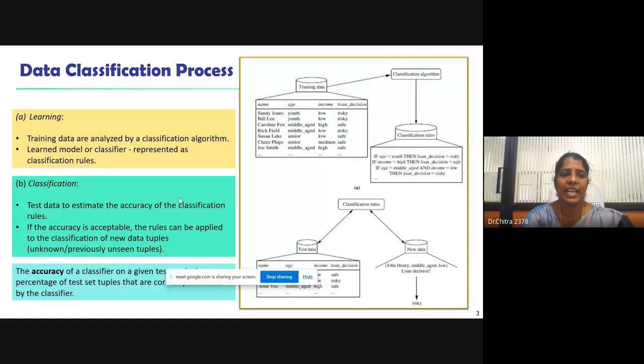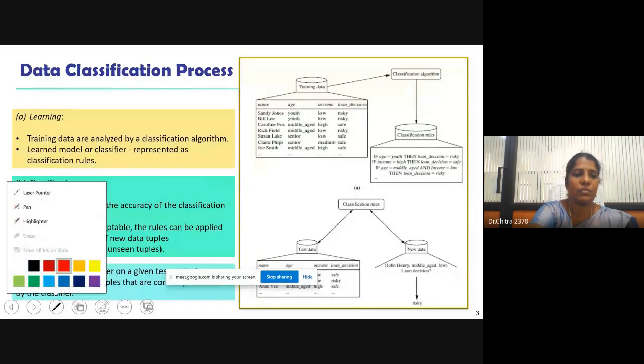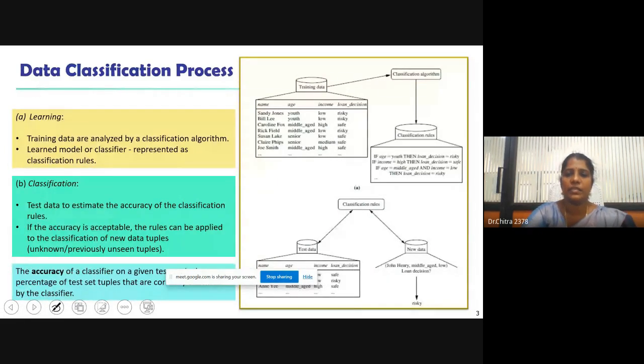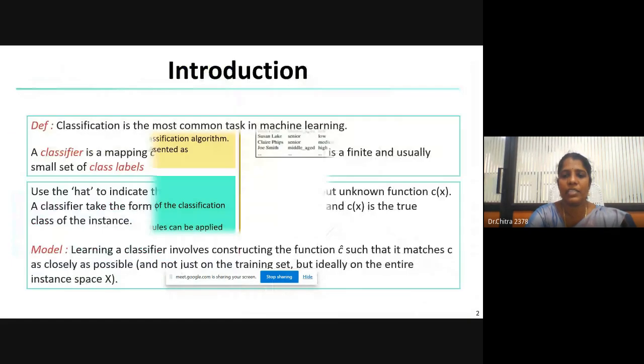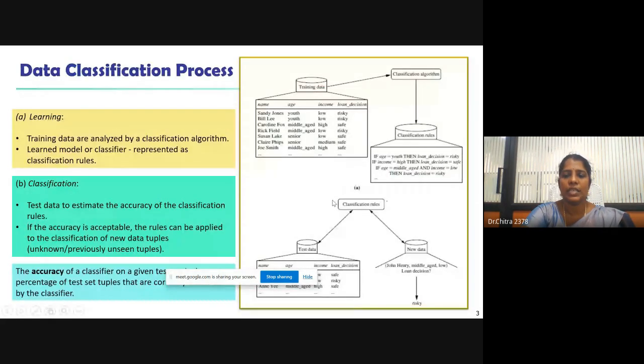First one is learning. Learning is otherwise called training. The classification algorithm first trains on the data. With the help of that, we generate the classification rule. Then with the help of the classification rule, we test the data. That's the general concept used in classifiers. So the developed classification rules are used to check the data, whether it is correct or not.